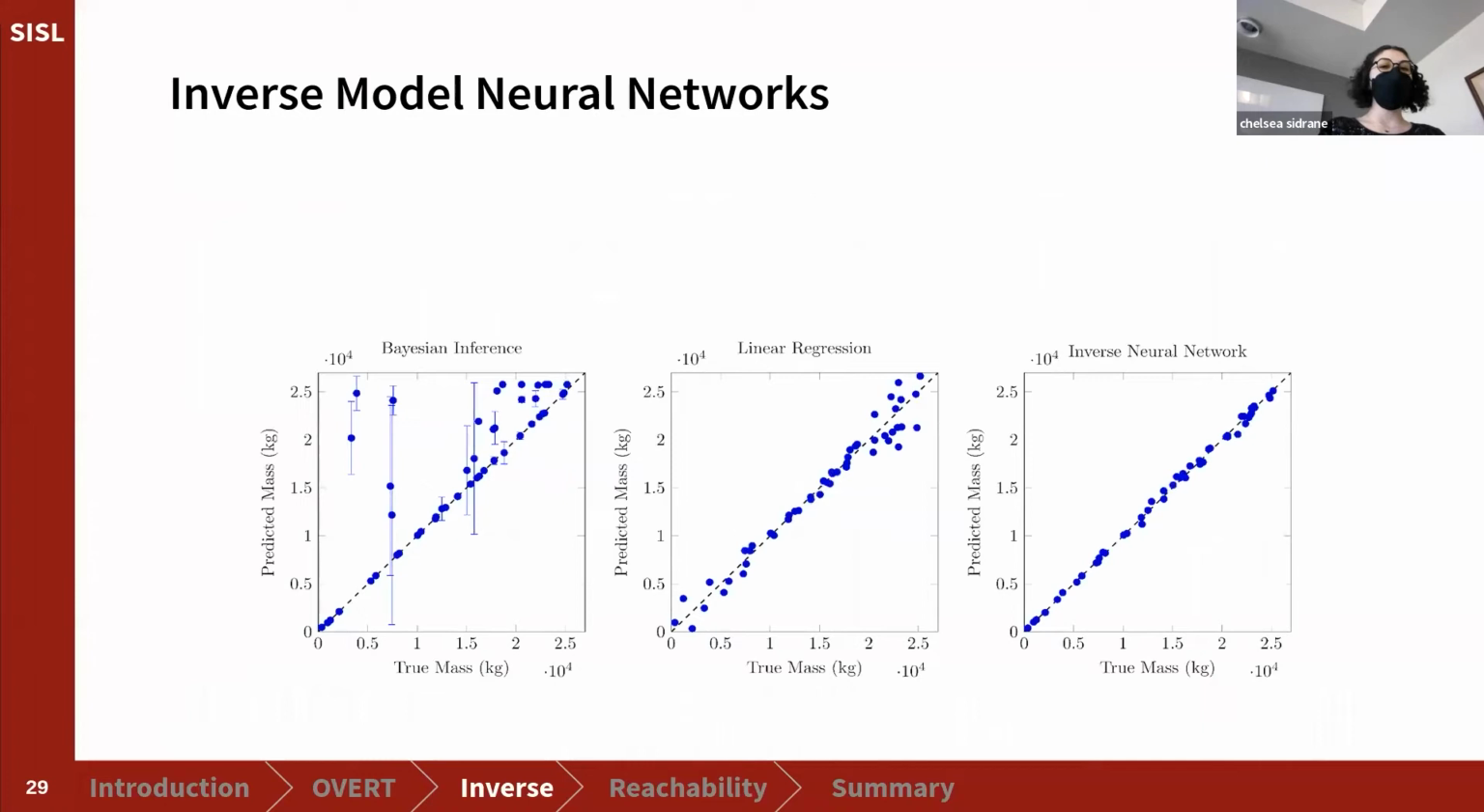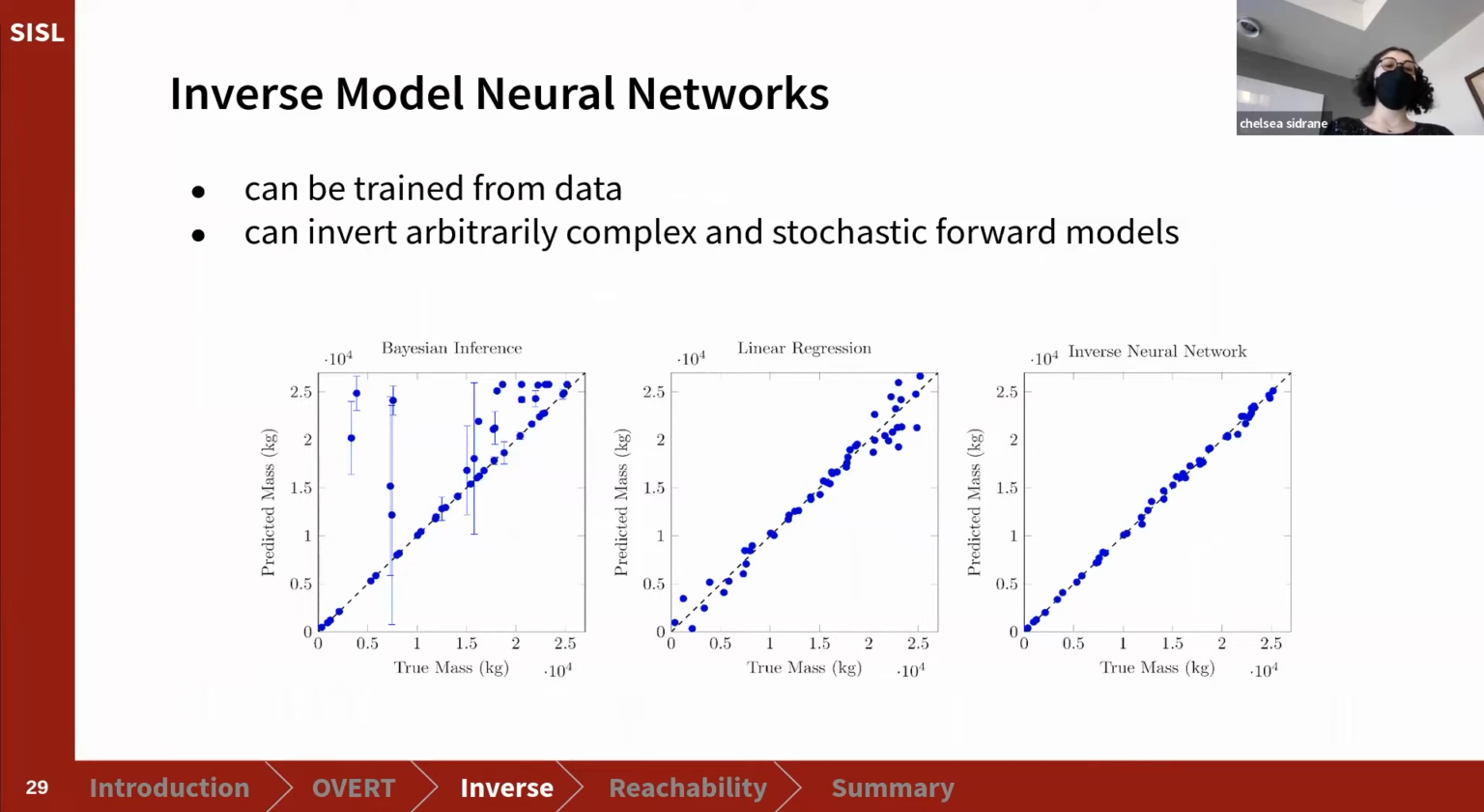So neural networks provide a compelling solution for solving nonlinear inverse problems because they can be trained from data, they can invert arbitrarily complex and stochastic forward models, even containing many-to-one mappings, and for our experiment, they seem to perform well. This graph should look like y equals x. On the left, we have Bayesian inference, sampling based. In the middle, we have linear regression. And on the right, we have a neural network. And we can see that the neural network does the best.